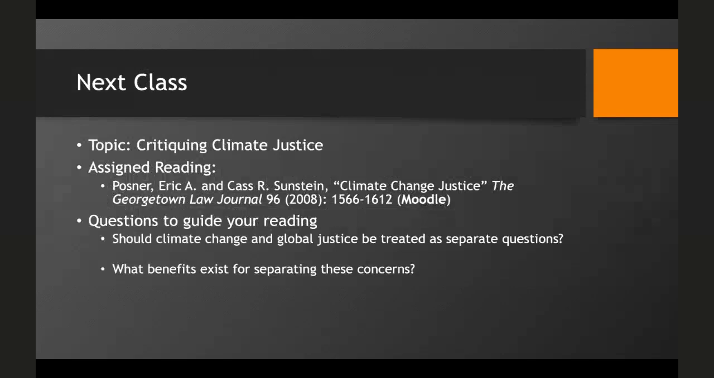Next class, next Monday, we're going to turn to a critique of climate justice from Cass Sunstein and Eric Posner. They argue that rather than trying to integrate concerns of climate change and questions of global justice and fight both at the same time, we should separate these two questions into two distinct policy challenges. So that's going to be the reading assignment for next Monday.